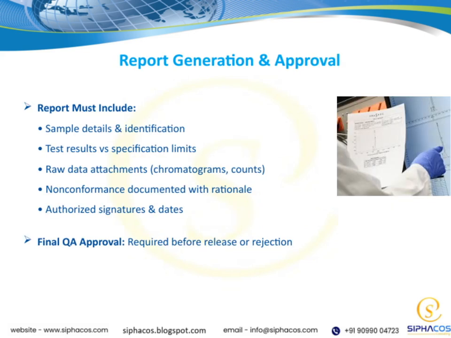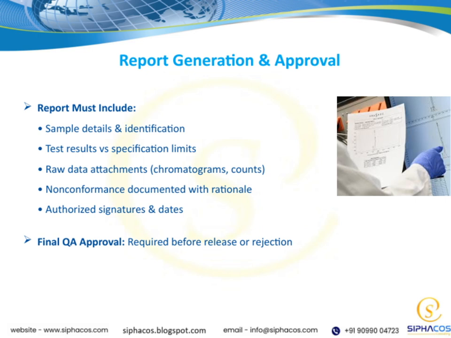Now, let's talk about report generation and approval. When we prepare a report, it must include several key elements. First, it should have sample details and identification to clearly specify what was tested. Next, we need to include test results and compare them against the specification limits to see if they meet our standards. It's also important to attach raw data, like chromatograms and counts, to provide transparency and traceability.